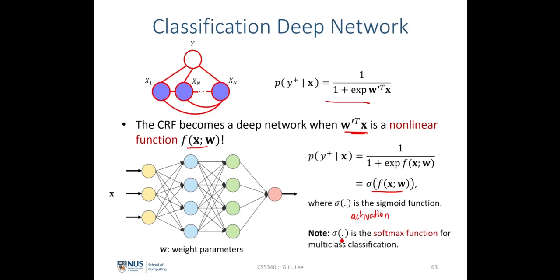Here, if the sigmoid function is replaced by a softmax function, then this neural network can be used for multi-class classification.